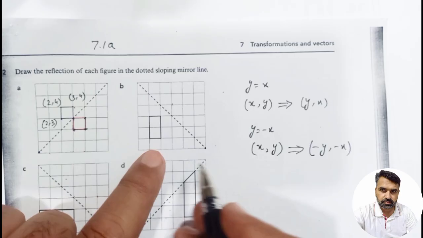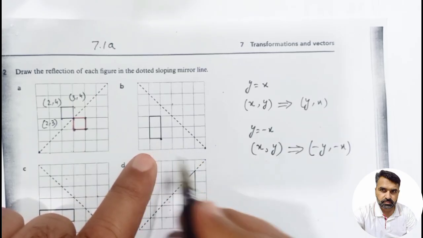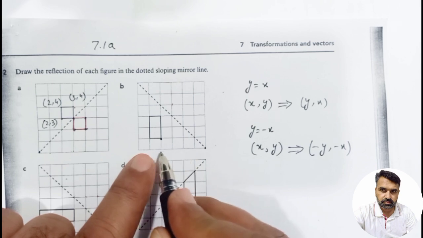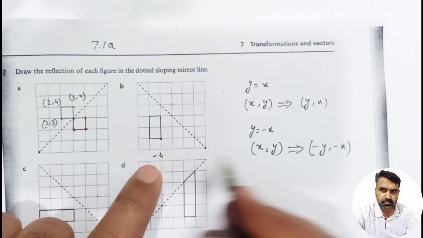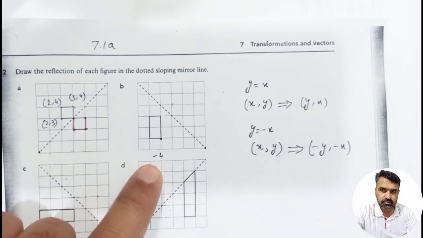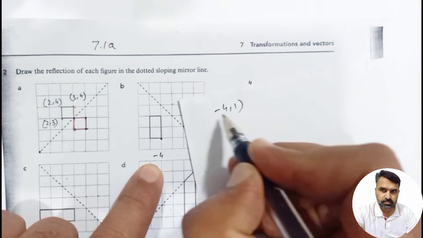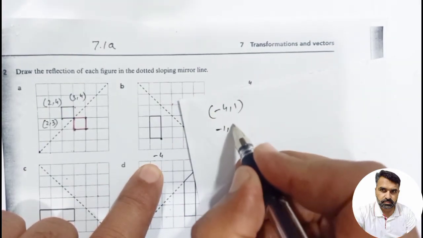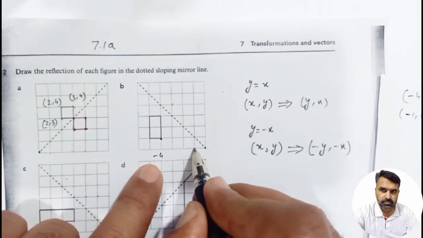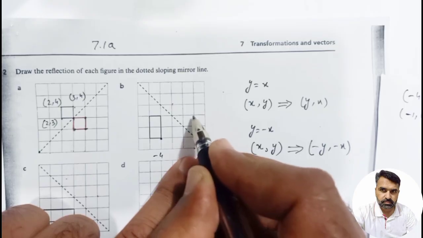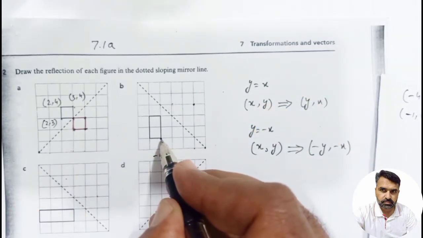Now students, look at the coordinate of this point. The coordinate of this point is 1, 2, 3, 4, and minus 4 and 1. So when we change minus 4 and 1, the reflection will be minus 1 and 4. Now students, this is minus 1 and 4, 1, 2, 3 and 4. This will be the point that is the reflection of this point.